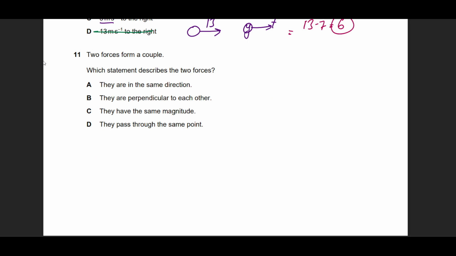Question number 11. What forms the torque couple? What describes the two forces? Since he's only asking about forces, I'm only going to think about the forces. Are they in the same direction? No, they're supposed to be in opposite directions. Are they perpendicular to each other? Not necessarily. One force is over here, one force... no, this is wrong. They have the same magnitude. Yes, this seems like the best option.